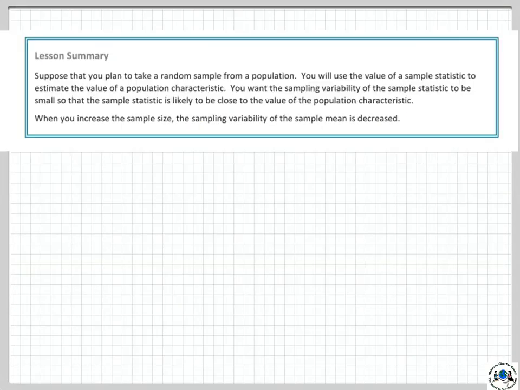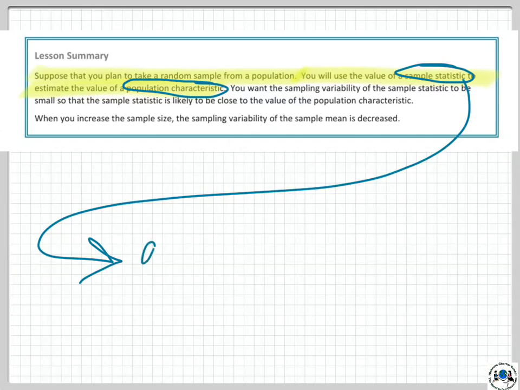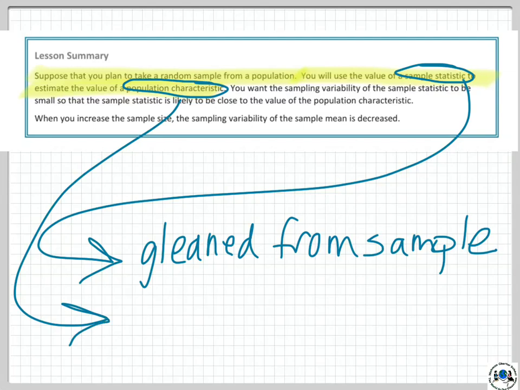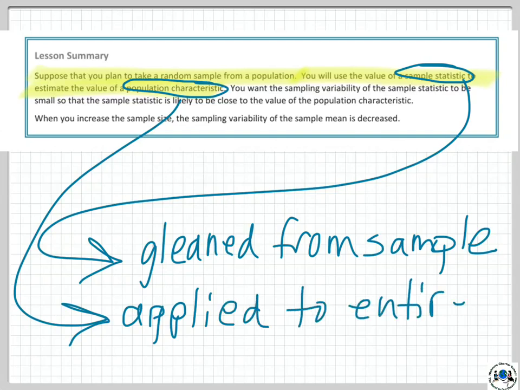All right, so lesson summary. Suppose that you plan to take a random sample from a population. You will use the value of the sample statistic to estimate the value of a population characteristic. If you remember from a long time ago, that's the difference between a population characteristic and a sample statistic. The sample statistic is gleaned from the sample. It's something we could say about that sample particularly. Now the population characteristic, of course, applies to the entire population.